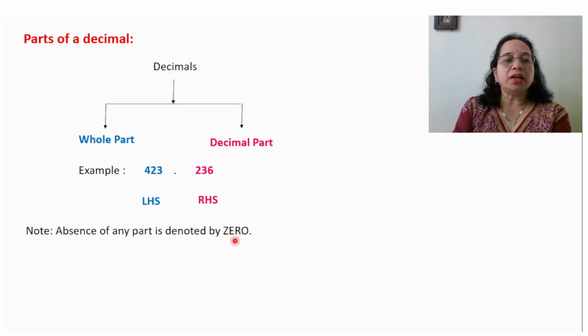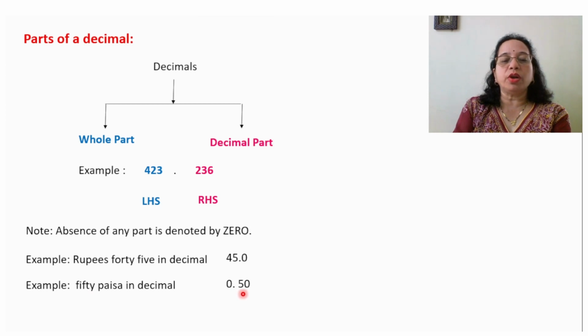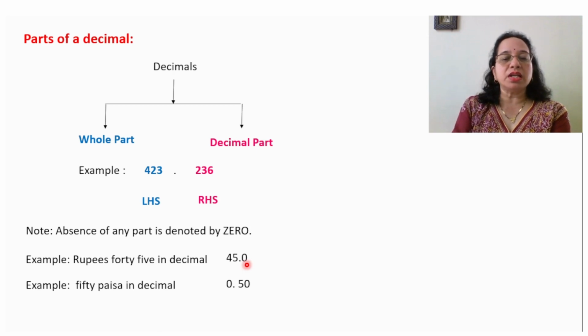Any missing part is denoted by 0. What does it mean? Suppose you are supposed to write rupees 45 in decimal. How will we write rupees 45 when there is no paise? In place of paise we will write 0. Take another example. Suppose you want to write only paise, 50 paise. There are no rupees, no whole part. So there we will write 0.50. The meaning of this is, if your decimal part is missing, then we write 0 over there. And if your whole part is missing, again we write 0 in place of the whole part.